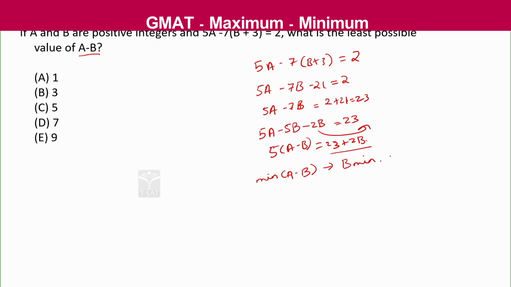What is the minimum value B can take? B is a positive integer. So the least positive integer is 1. So when B is equal to 1, you will have the minimum of A minus B, that is 5 times (A minus B) will be equal to 23 plus 2B, that is 2 into 1, which is 2, equal to 25. So A minus B is 25 divided by 5, which is equal to 5. So the minimum value of A minus B is 5. What is the answer? The answer is option C.